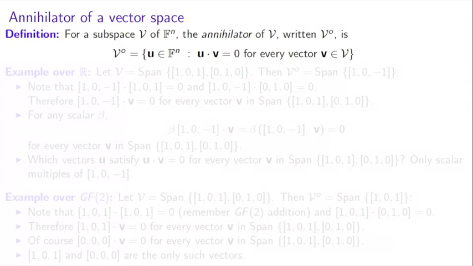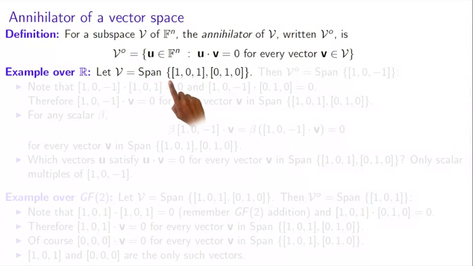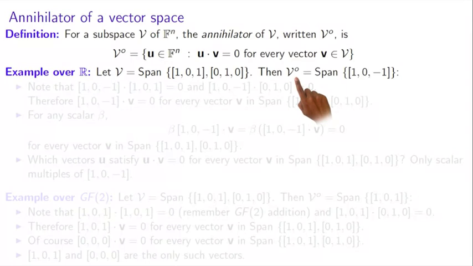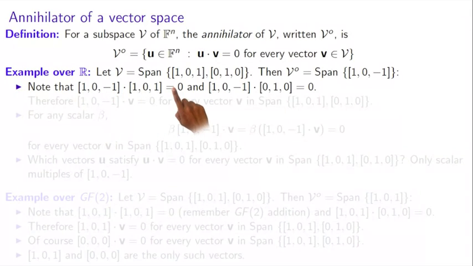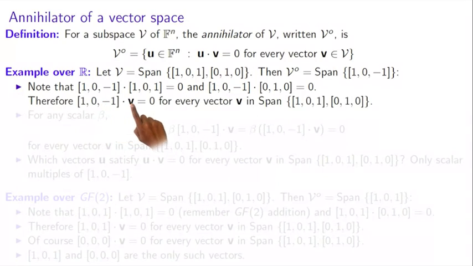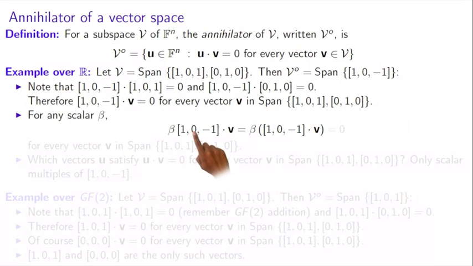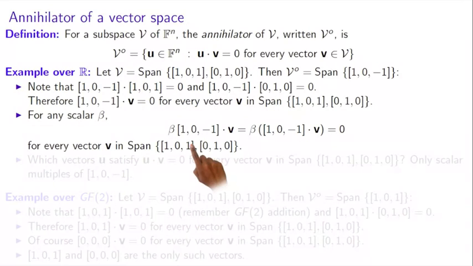Let's see some concrete examples of the annihilator. First, an example over the real numbers. Let V be the span of these two vectors. Then I claim that the annihilator of V is the span of the set consisting just of (1, 0, -1). First, note that (1, 0, -1) has a zero dot product with each of these two vectors. Therefore, (1, 0, -1) has a zero dot product with every vector in the span of those two vectors.